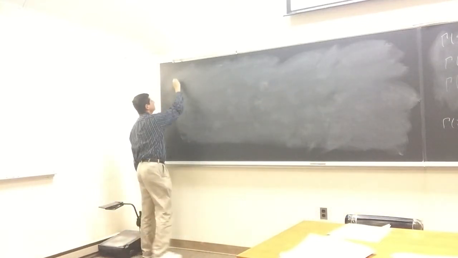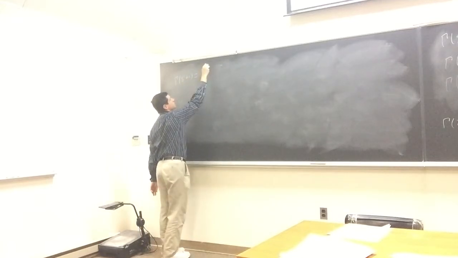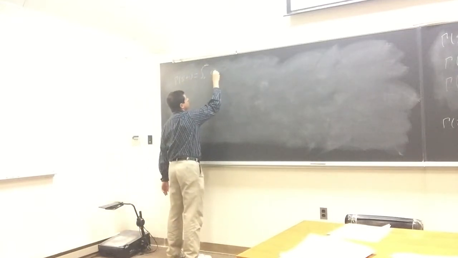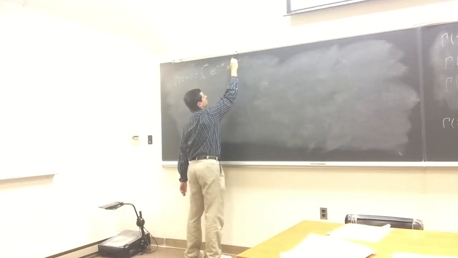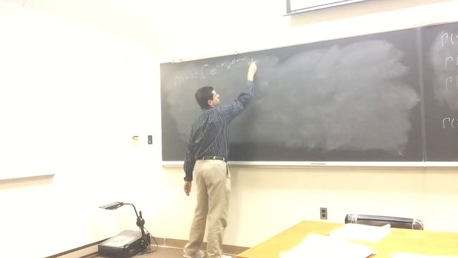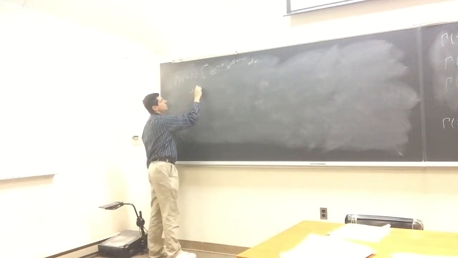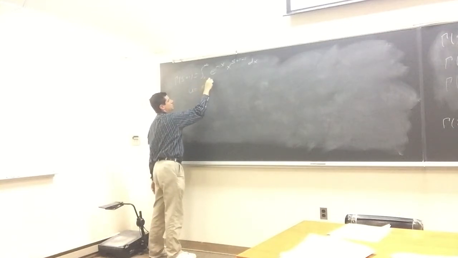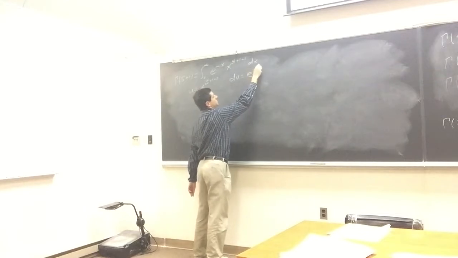So let's look at gamma of s plus 1. This is going to be the integral from 0 to infinity of e to the negative x times x to the s plus 1 minus 1 dx. Let's integrate by parts. u is x to the s plus 1 minus 1. dv is e to the minus x dx.